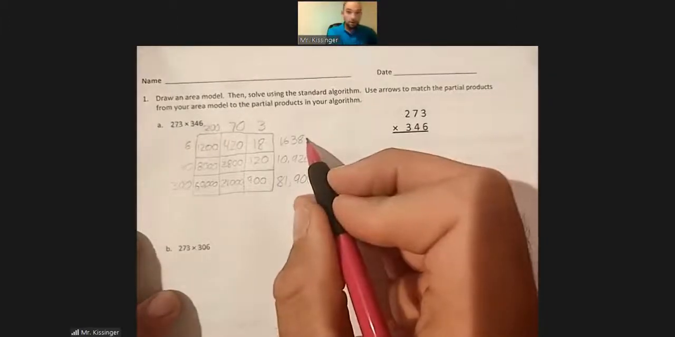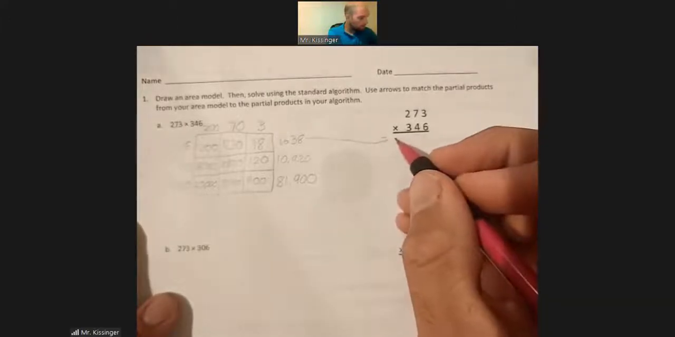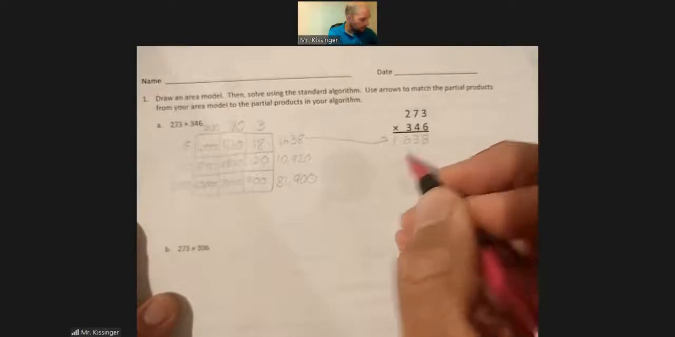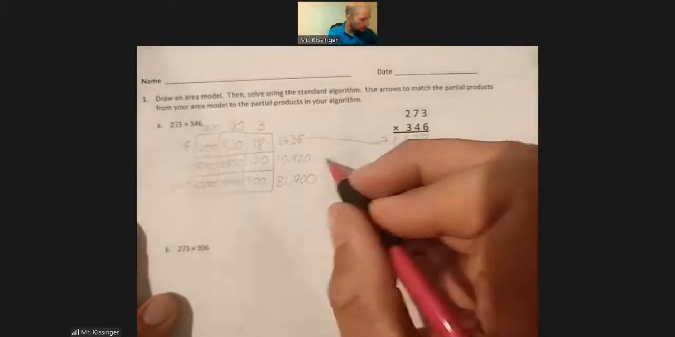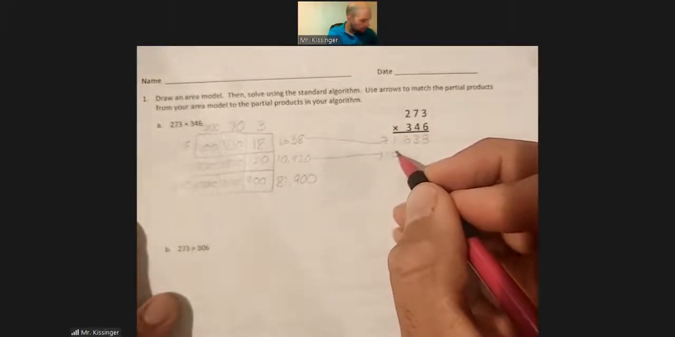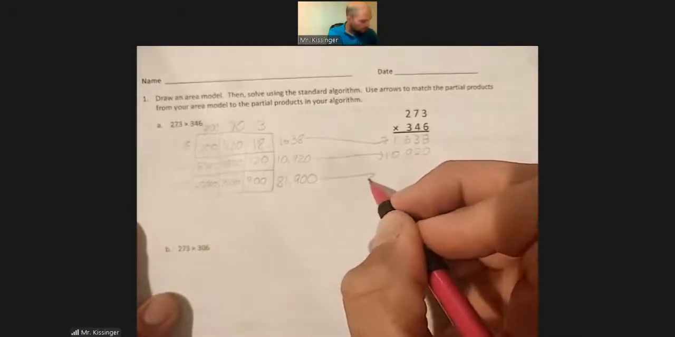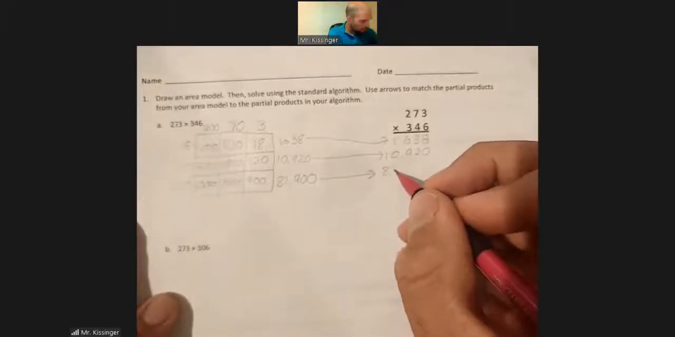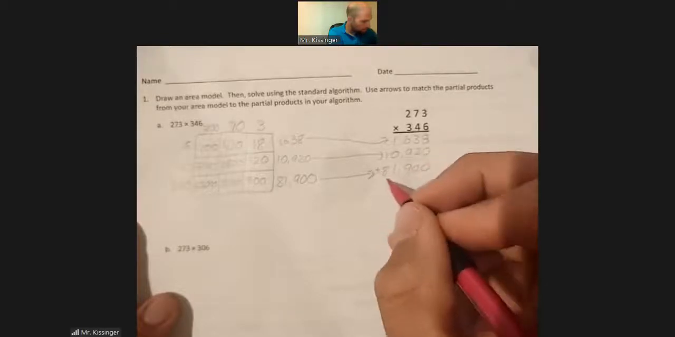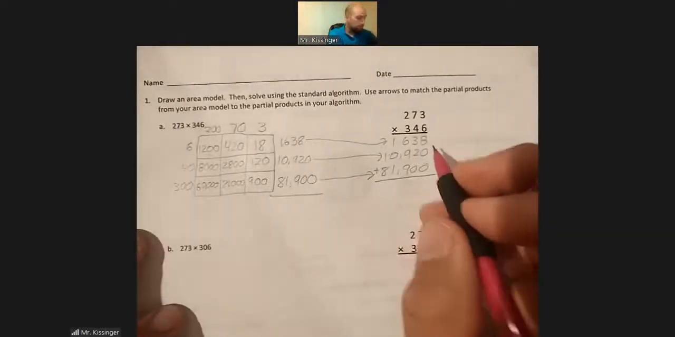So when we add up our rows in our standard algorithm, our first row will be 1,638 plus 10,920 plus 81,900. And then when we add all that up, well, let's look.